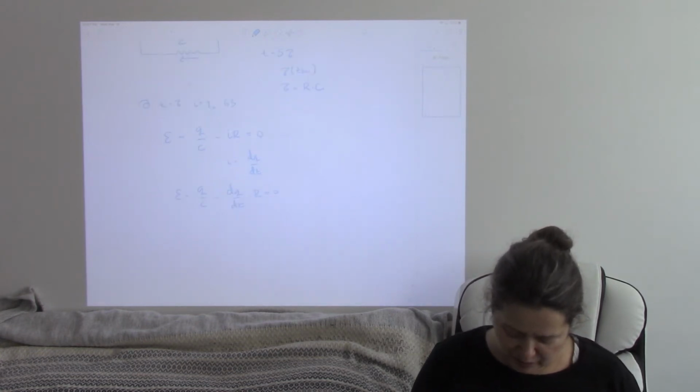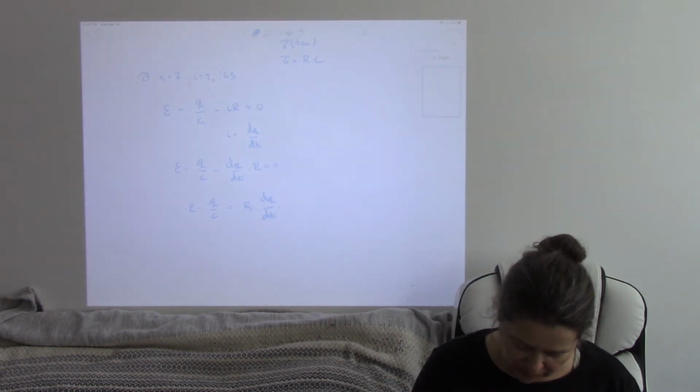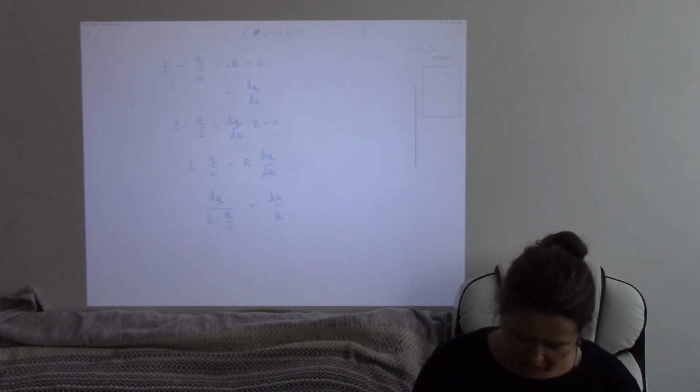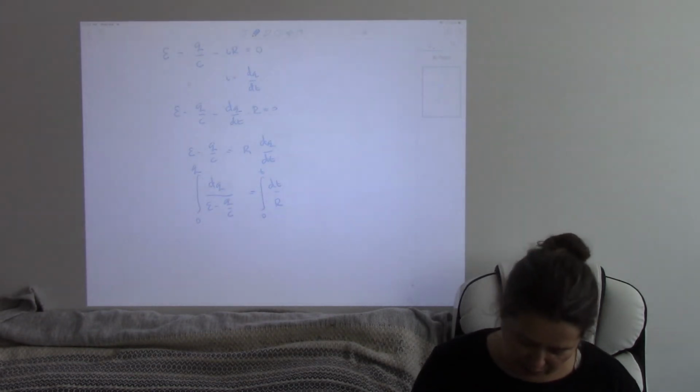Let's isolate our variables. So we have E minus Q over C equals R dQ/dt, which makes dQ over (E minus Q over C) equal to dt over R. And then I want to integrate from time equals 0 to time equals t, as the charge on the capacitor gets from 0 to Q. Now obviously on the right hand side we have t over R.